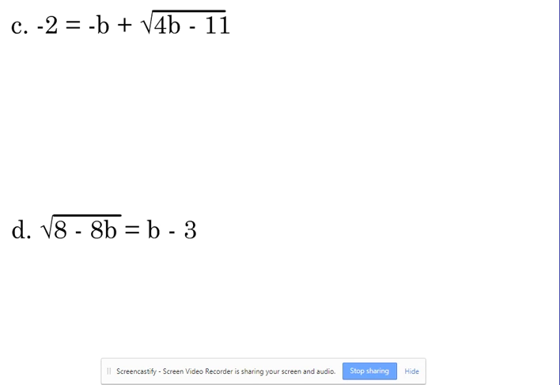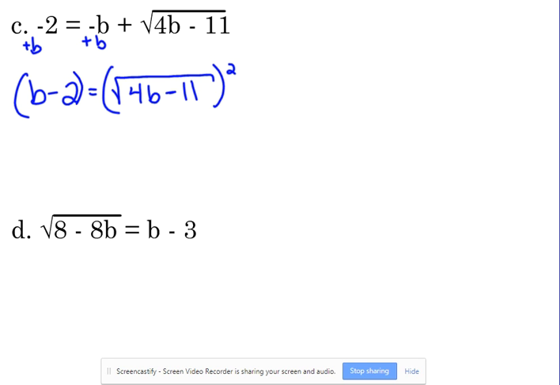So our first step is not to square both sides, but our first step is to get that square root by itself. So in this case, we're going to add the b. So we've got b minus 2 is equal to the square root of 4b minus 11. Now it's by itself. We can square both sides.